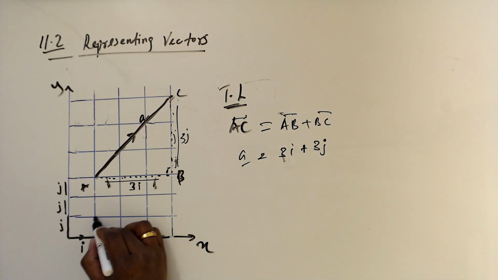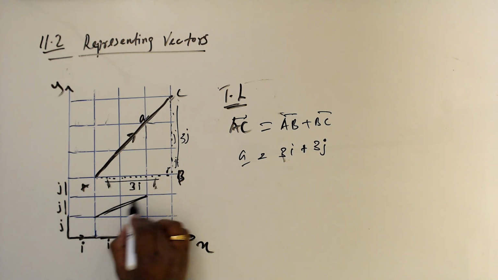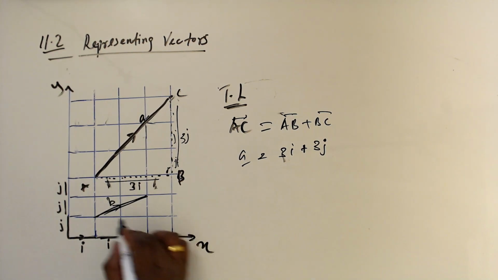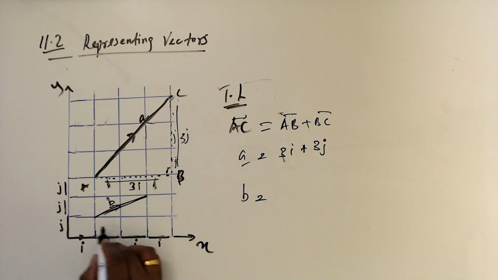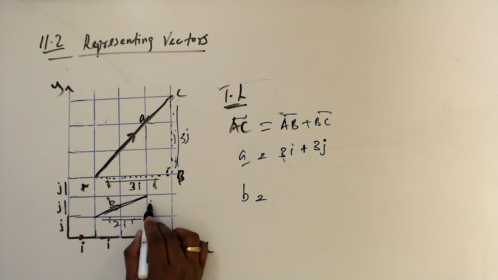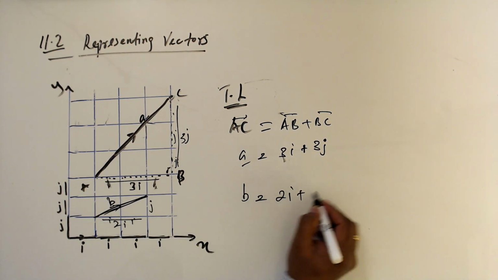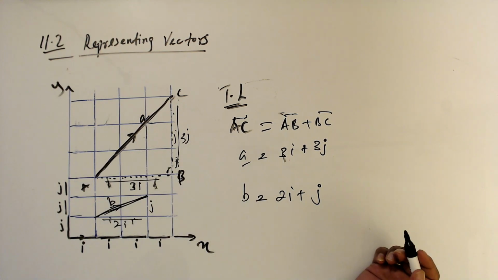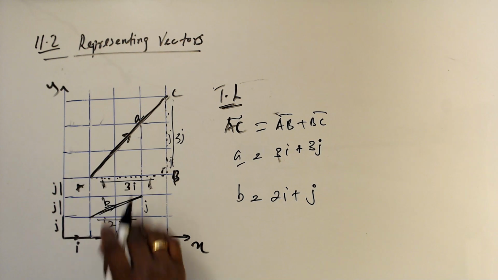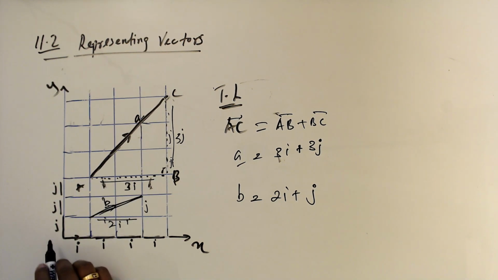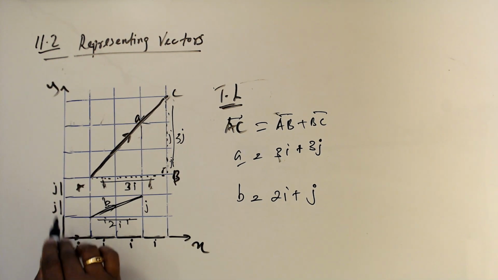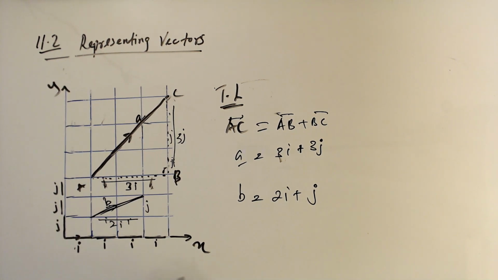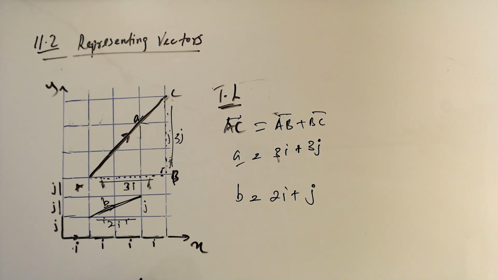If I show another vector from here to here, I'll take this vector as B. Then this is i, so this is 2i, and this is j. So B is 2i plus j. So this A vector we can write differently using the xy plane. For that I define two vectors: one is i in this direction, and in this direction it is j. We'll discuss later what i and j are.